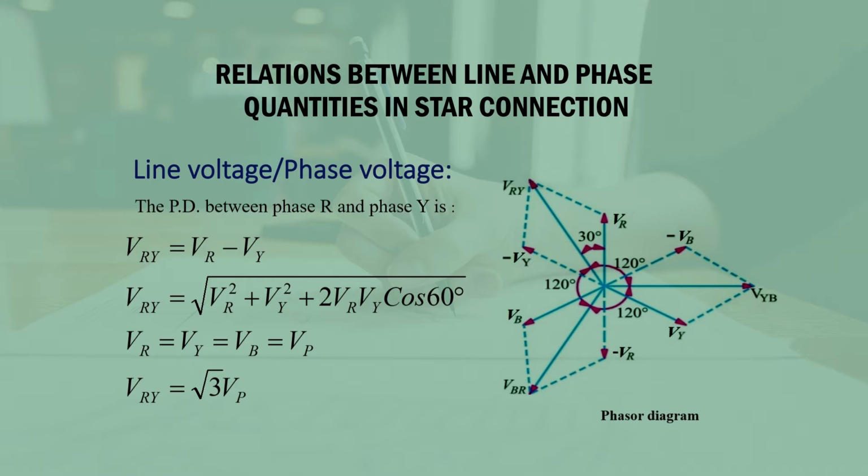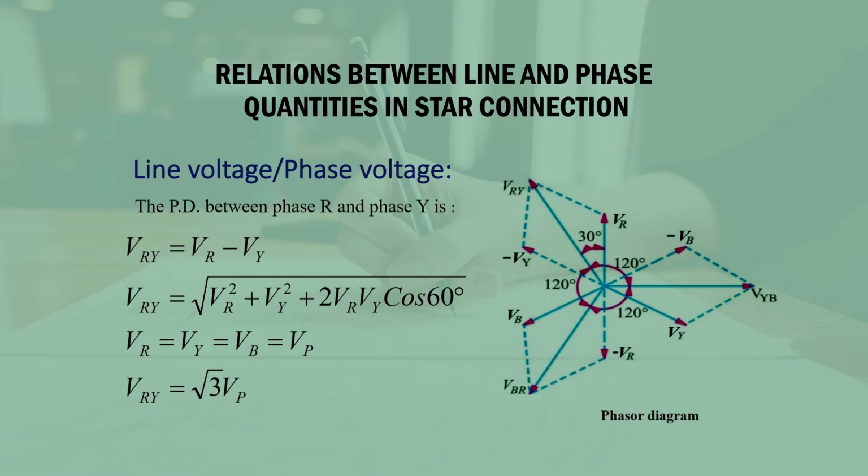So what will you do? Where this Vy phasor has been shown, you just draw the exact opposite of that. Here you can see in the diagram. So the equal and opposite phasor can be written as minus Vy. Now you have to find the voltage between phase R and Y, or you can say the line voltage. Here you can see a parallelogram will be formed, and in the parallelogram you can calculate the equivalent voltage VRY.